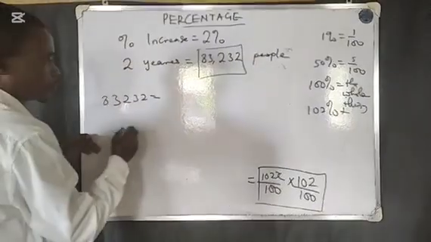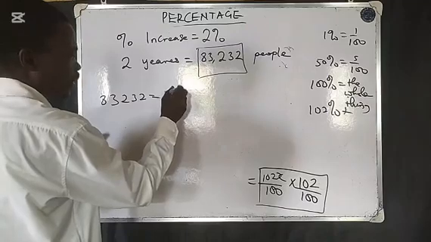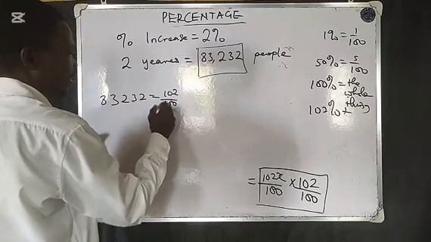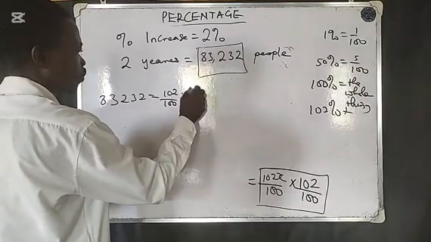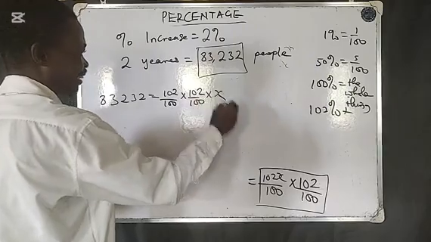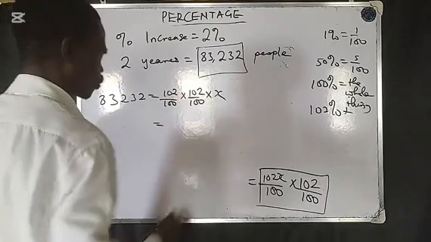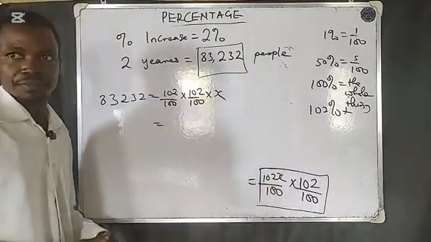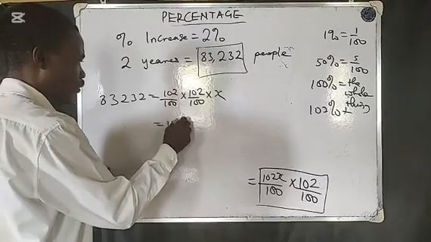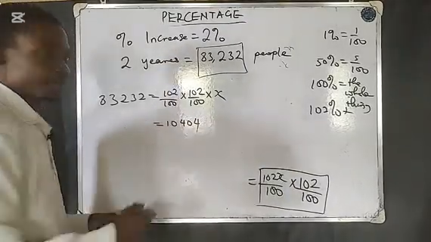83,232 equals 102 over 100 the first year, 102 over 100 the second year, then times x. Let me multiply it, please. 102 times 102. 102 squared.